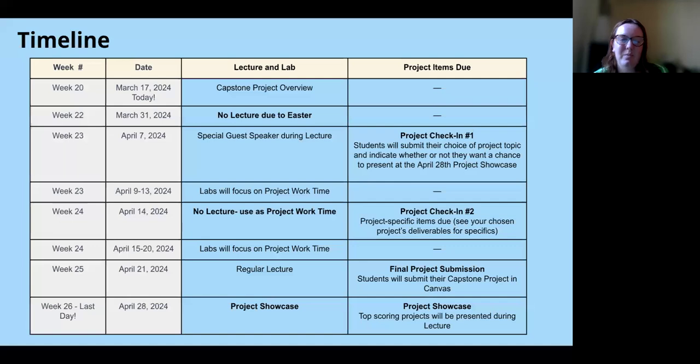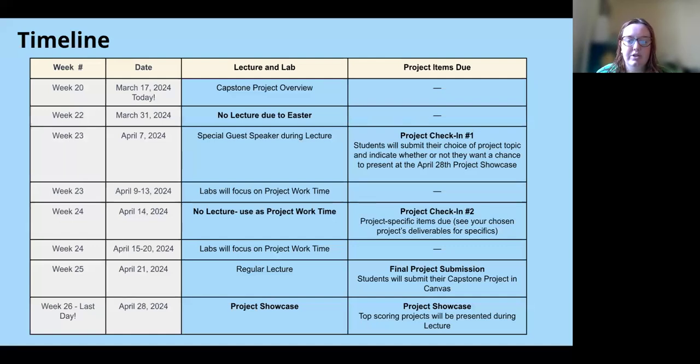Keep that in mind. We do have some indications of lecture and lab cadences right here on the left. Please do note that we will not be having lecture on March 31st due to Easter Sunday, as well as no lecture on April 14th. So just keep that in mind.